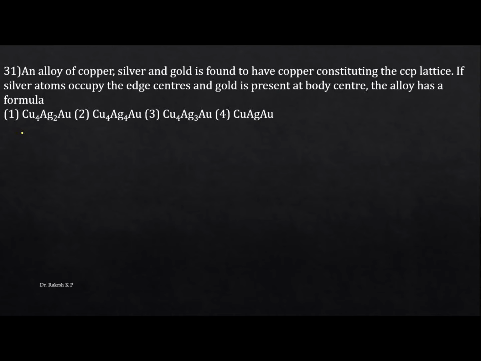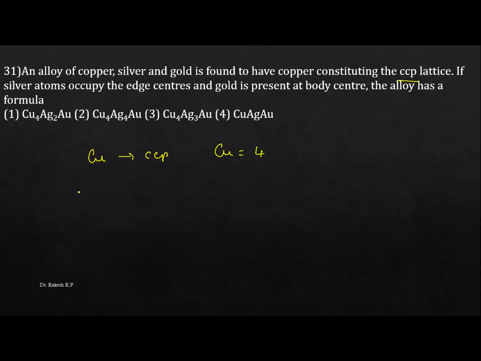An alloy of copper, silver and gold is found to have the copper constituting the CCP lattice. If silver atoms occupy the edge center and the gold is present at the body center, then the alloy has the formula. Okay, so according to the given conditions, we know that Cu constitutes the CCP lattice. So if copper forms the CCP lattice here, that means the total number of copper will be 4.